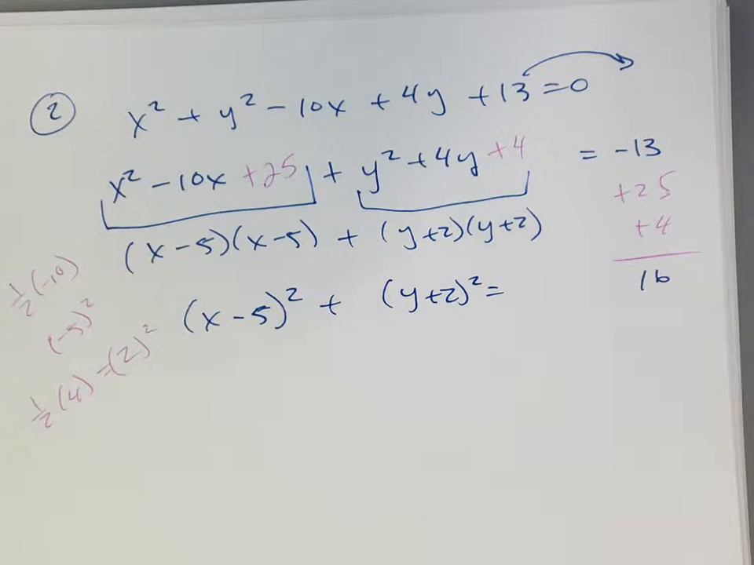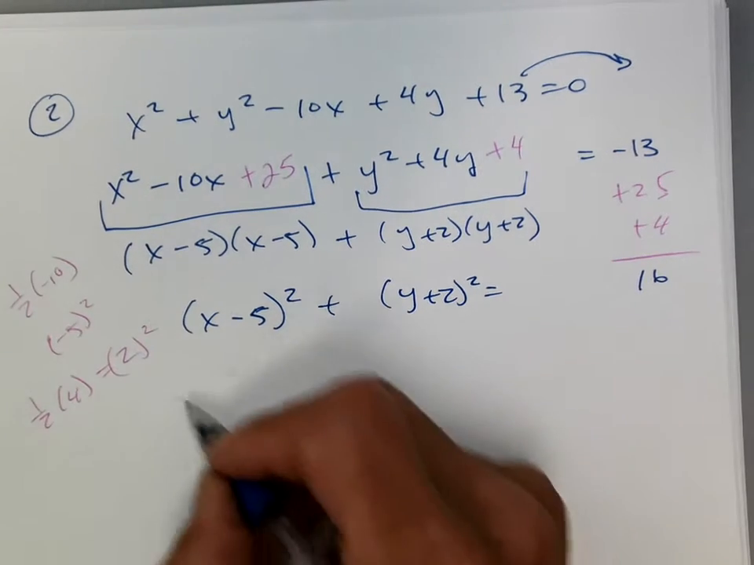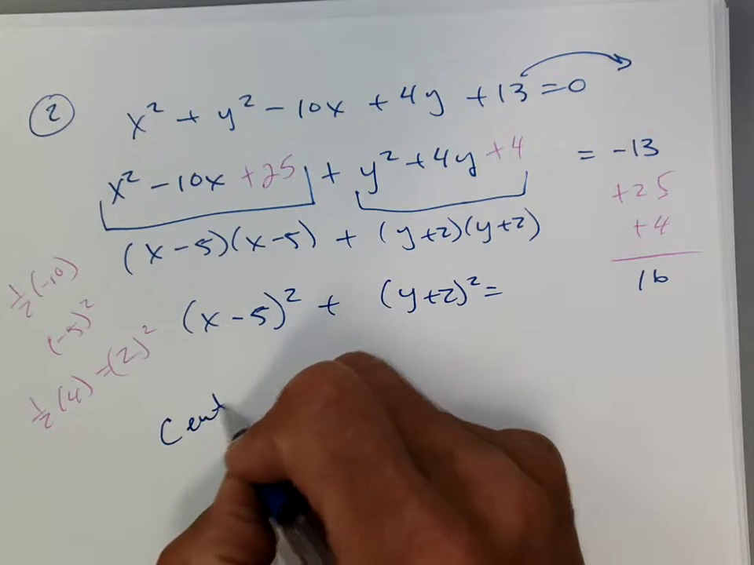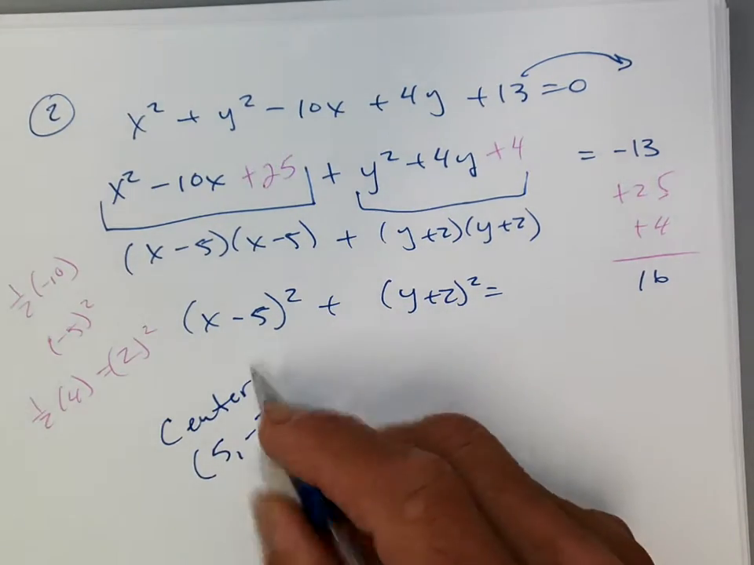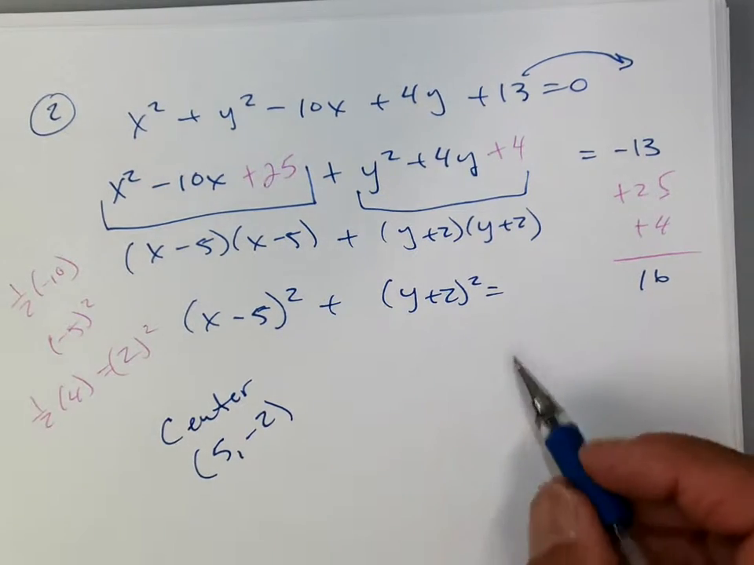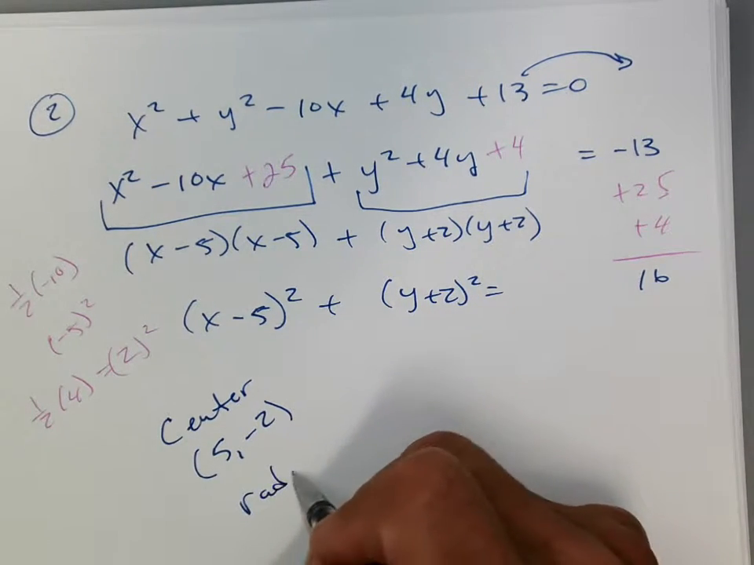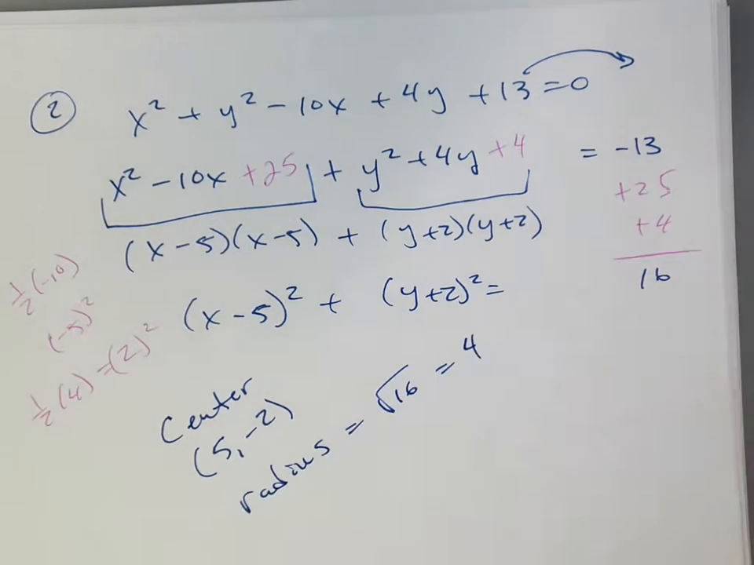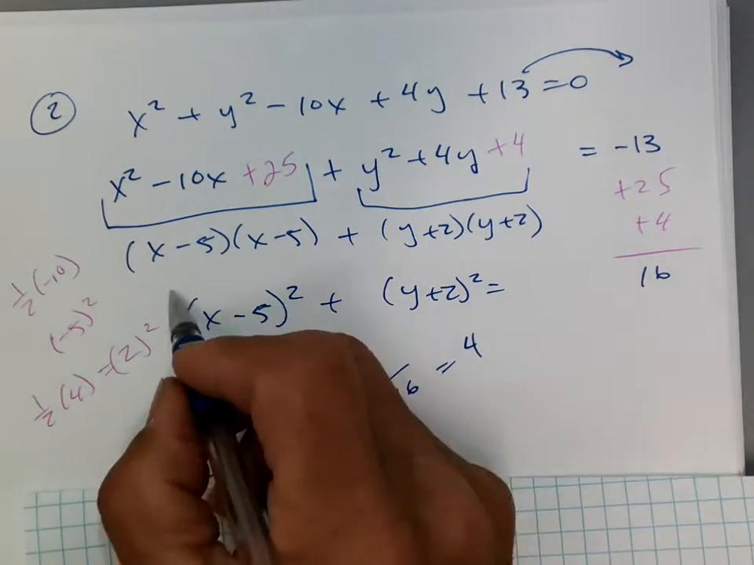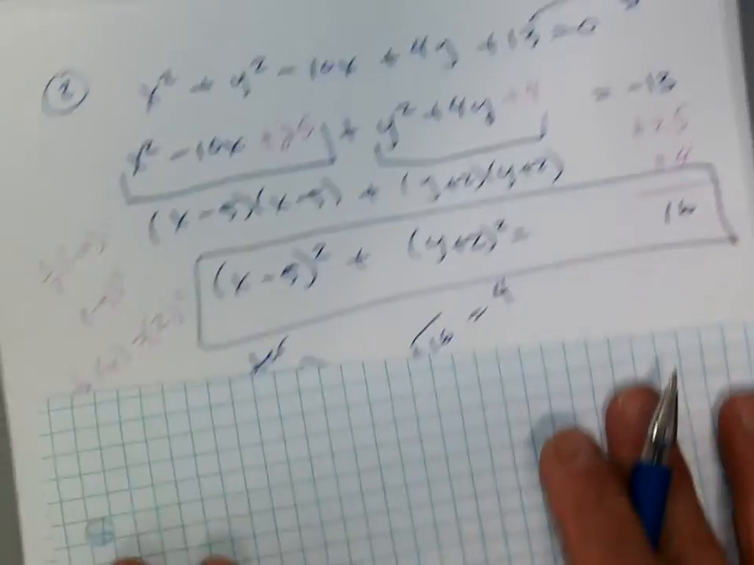Now graphing is easy. My center is at positive 5, negative 2, the opposite signs, right? And my radius is the square root of 16, which is 4. All right, let me get out my graph paper. So I've got the equation, because I'm going to ask for that tomorrow. And now let's graph it.